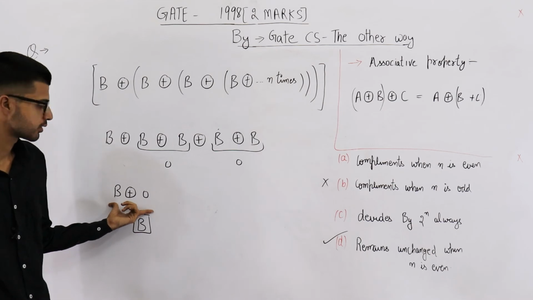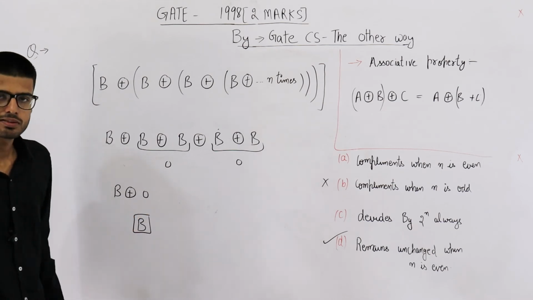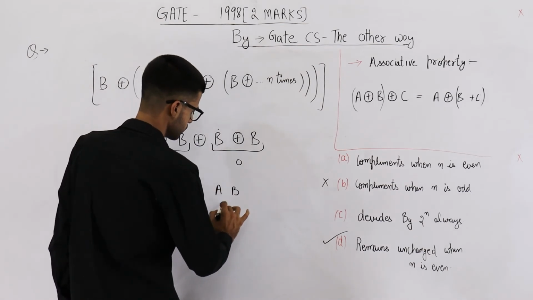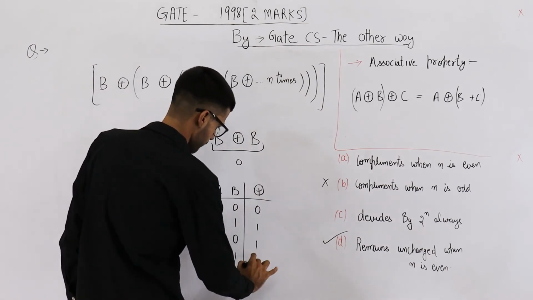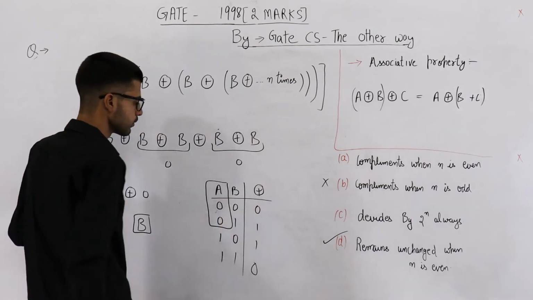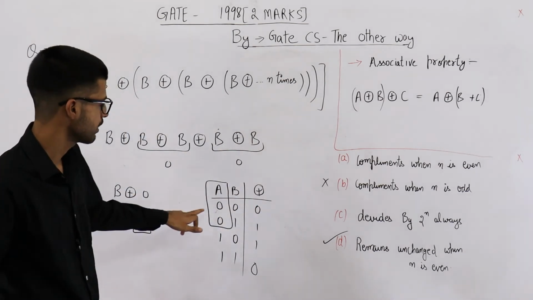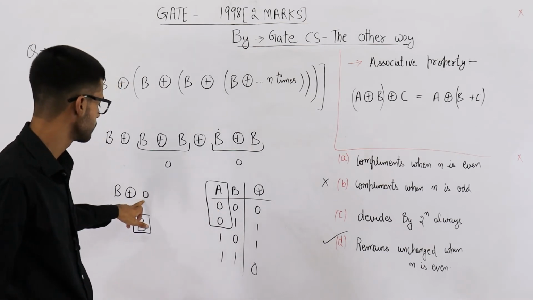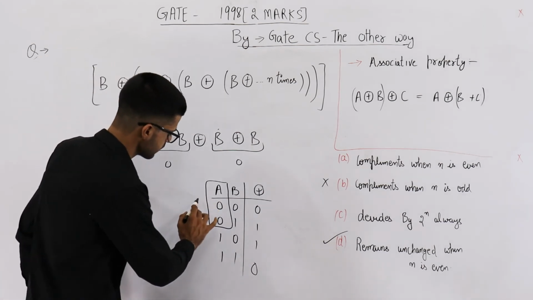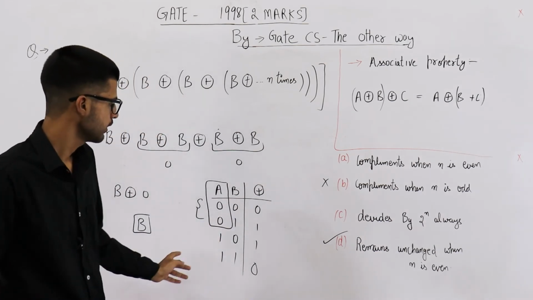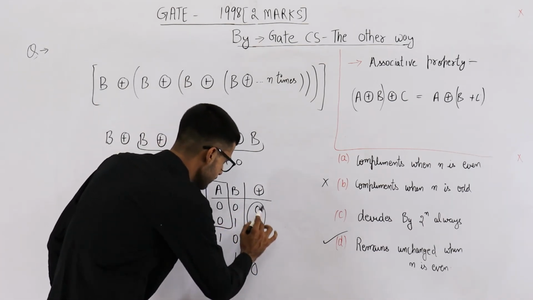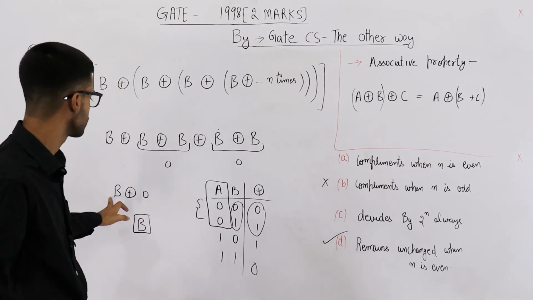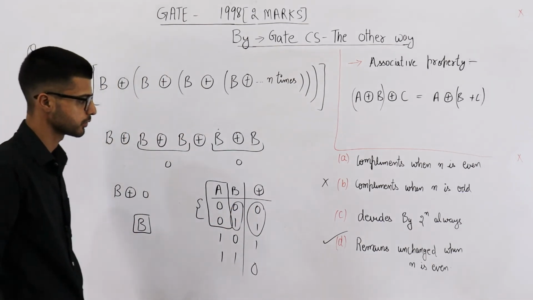Now if you are confused about how B XOR 0 comes out to be B, you can just see the truth table. So this is the truth table of XOR. Whenever one of the inputs of XOR is 0, see, one input is 0, that means these two cases, in that case, the output is exactly same as the other input. That means B is given as the output. So we can write B here. Answer is option D.